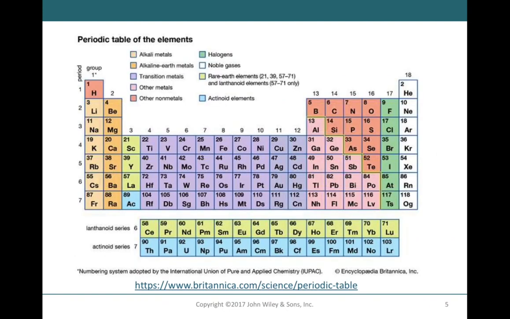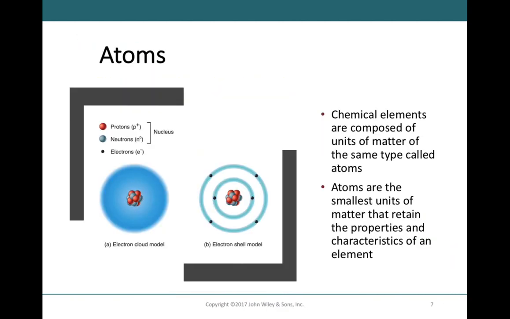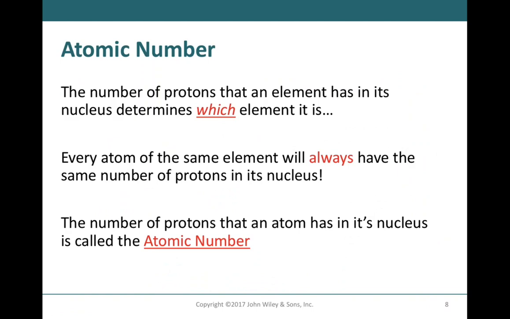So if we go back up to this picture here, we'll see that hydrogen was number 1. So hydrogen has an atomic number of 1. This is helium. Helium has an atomic number of 2. Carbon has an atomic number of 6, and so forth. So each element is given a different atomic number based on where it's located on the periodic table.